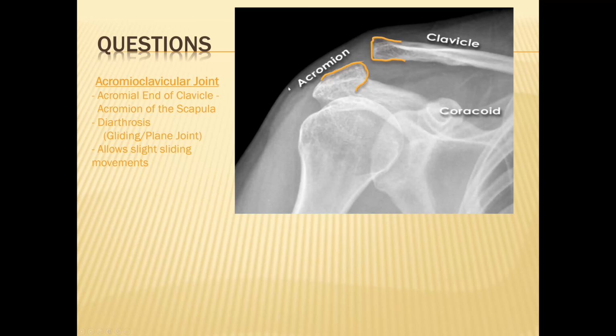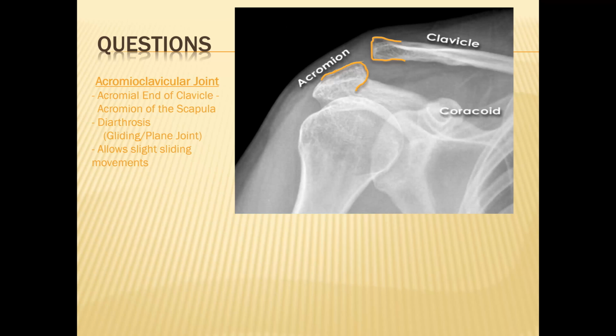So here outlined with the yellowish orange color is the acromioclavicular joint. So this is a joint between the acromial end of the clavicle and the acromion of the scapula. This is a type of diarthrosis or synovial joint, and specifically it is a gliding or plane joint. This means it allows slight sliding movements, but nothing really fancy.